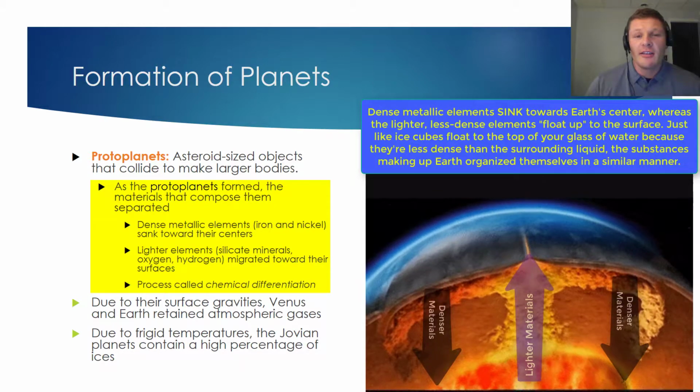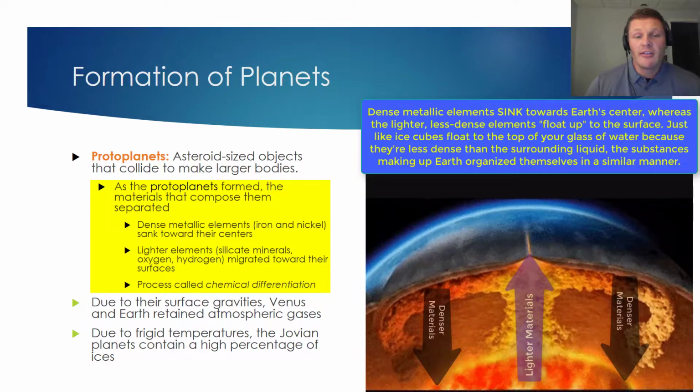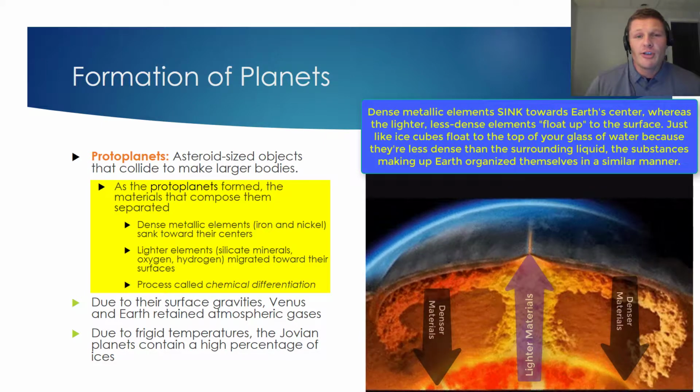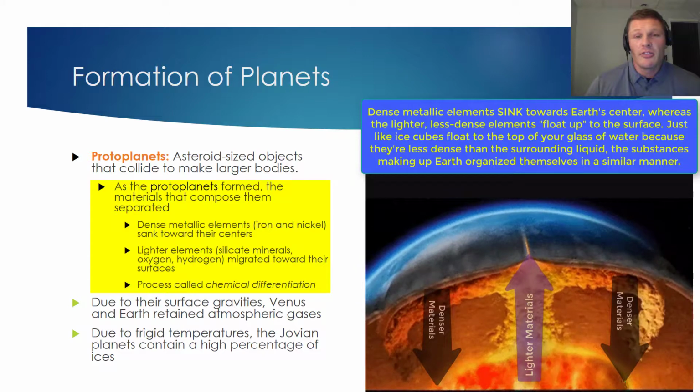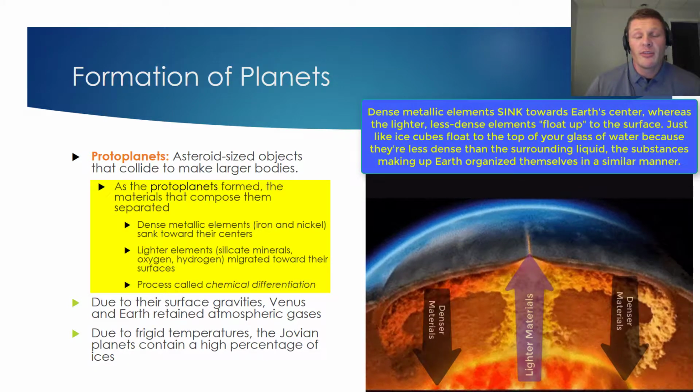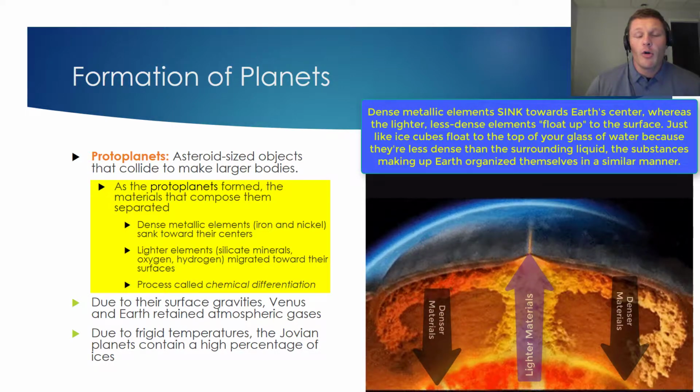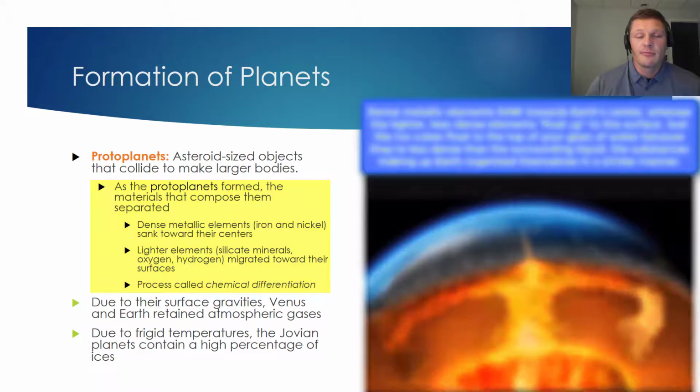Objects with higher densities tend to sink, and objects with lower densities tend to float. And during planet formation, the differences in densities between materials played a major role in where those materials ended up. In fact, we call that whole process chemical differentiation.